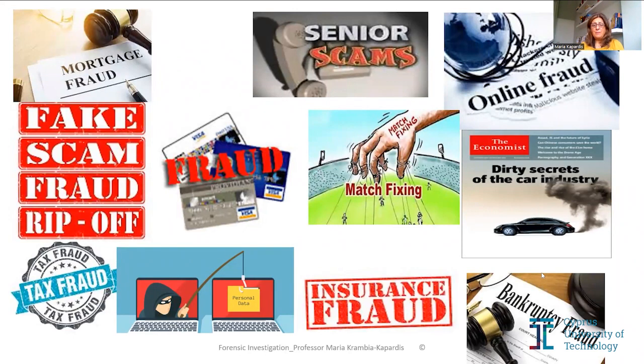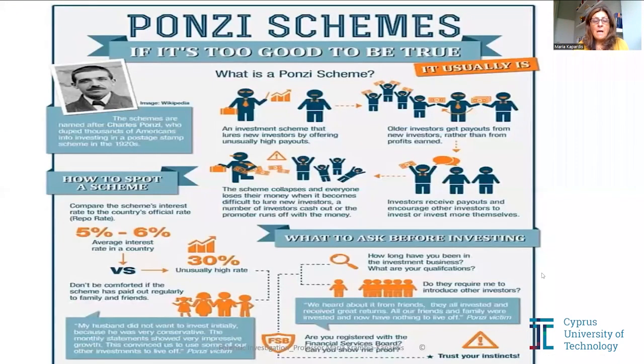There are many types of frauds: fake schemes, match fixing, dirty secrets of the car industry, insurance fraud, tax fraud, online fraud, senior scams, mortgage fraud. Now, I'm sure you have heard of the Ponzi scheme. Charles Ponzi was the first one to have invented this type of fraud in the 1920s. Now, how does it work? An investment scheme that lures new investors by offering unusually high payouts.